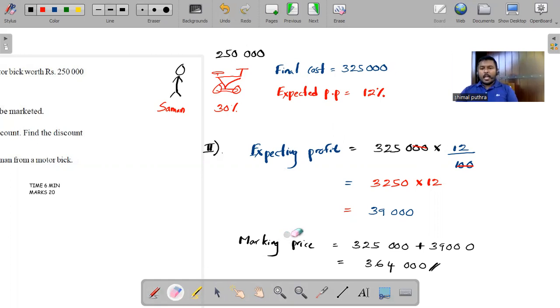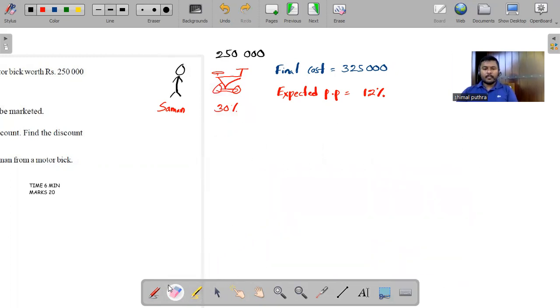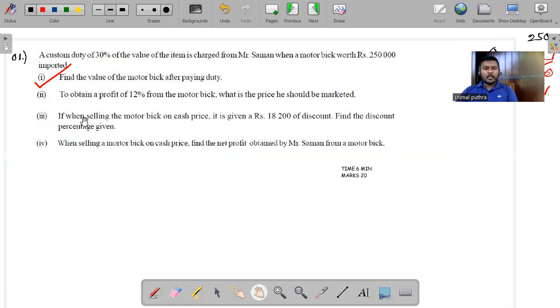Okay. I will erase the board. If you want to write something, please pause the video and you can just write it. Okay. Expecting profit percentage, then we found the expected profit. It was 39,000, I think. Yes. Then the marked price was 3,64,000. Then let's move to the next question. We did the second one also.